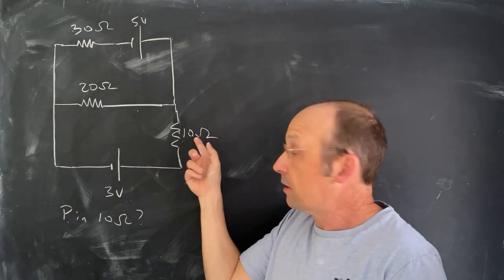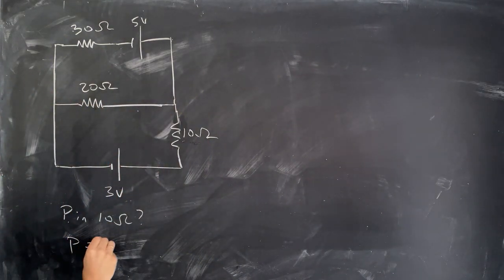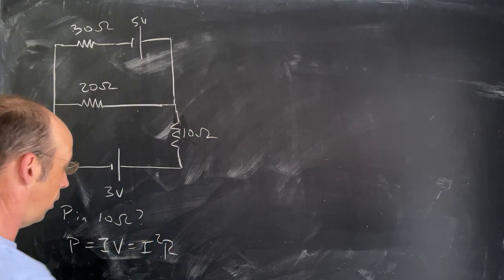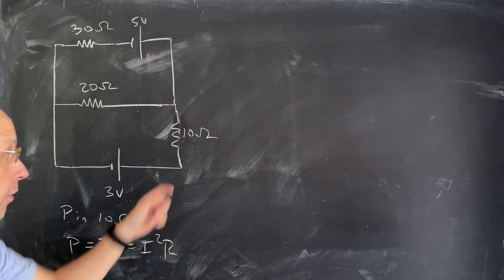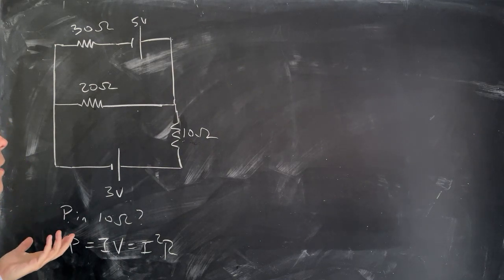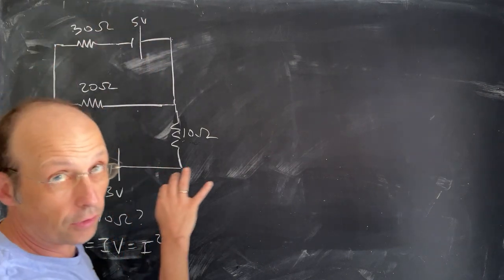So if I want to calculate the power through this, I can calculate power as I times V. But I can say V is I times R for that resistor, so this would be I squared R. So I need to know the current in that resistor in order to calculate the power. Well, I don't know any of the currents, so I'm going to have to find all the currents. So let's just find the 3 currents in this circuit.